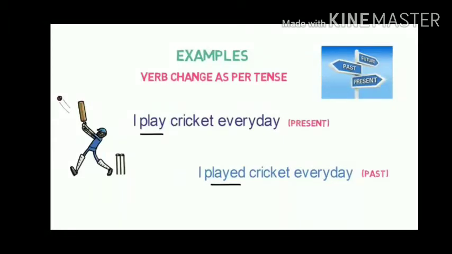As we discussed, verb changes as per tense. It can be in present tense, past tense or in future tense. First example is, I play cricket every day. This sentence is in present form, so we use play verb according to the present tense. Second sentence is, I played cricket every day. This sentence is in past tense, so we use this finite verb played here in the past form.